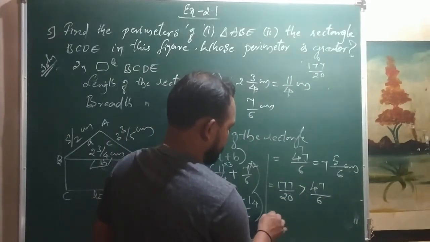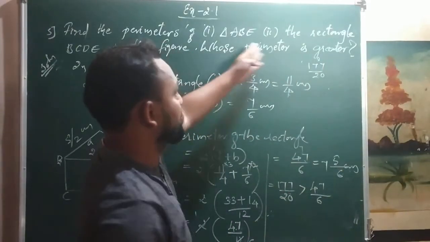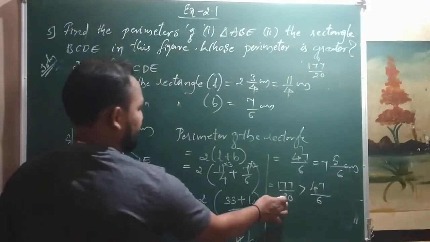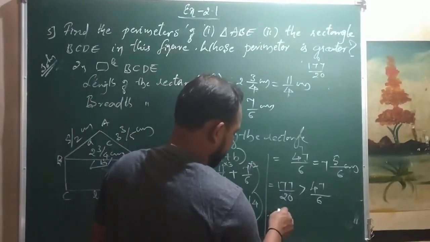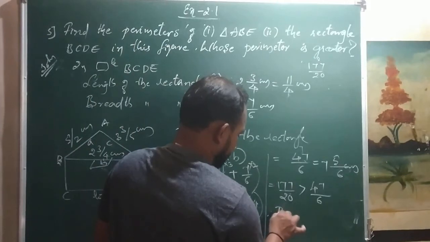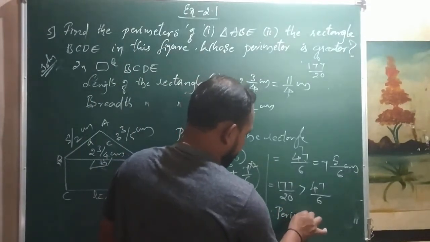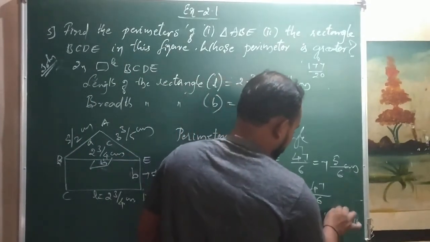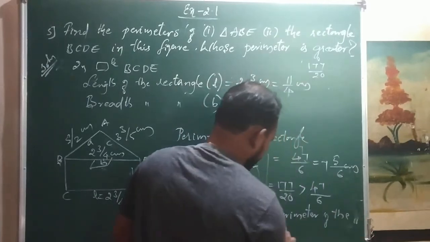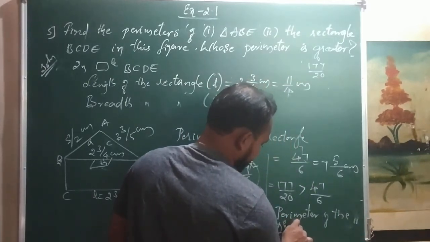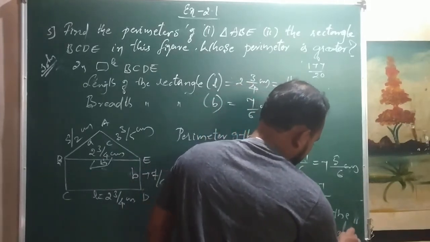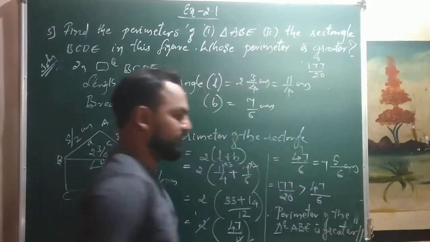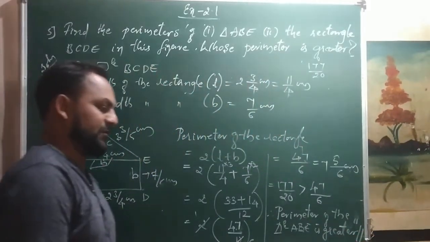Therefore, whose perimeter is greater? The perimeter of triangle ABE is greater.